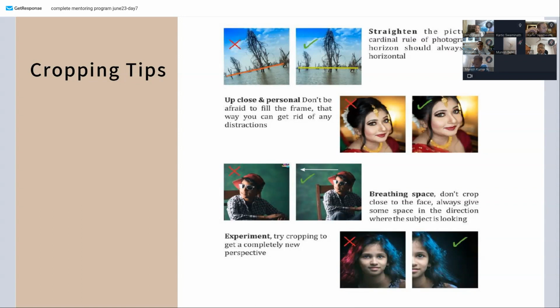Breathing space, you know the concept of breathing space. Wherever the subject is looking, that direction should have more space. The two-third area should be more. Just hold on for a moment. Quite windy today.